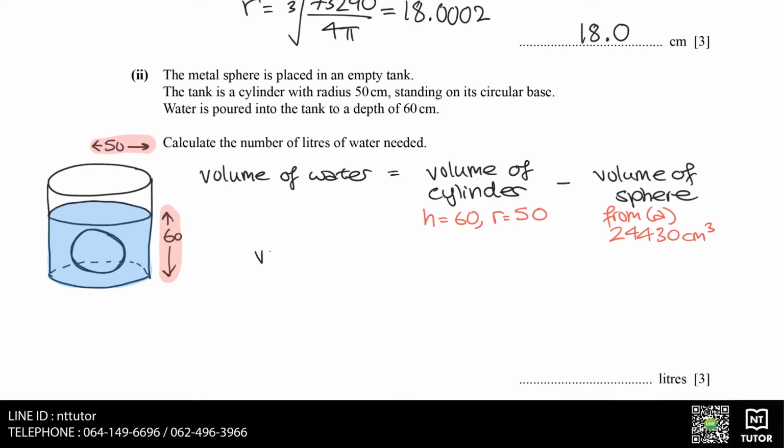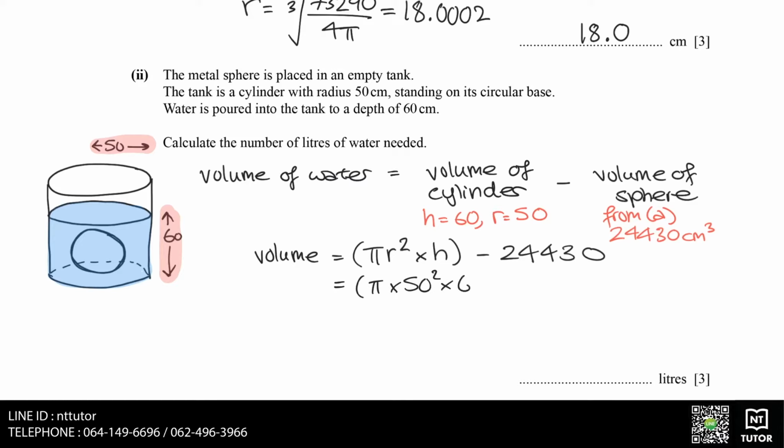So the volume of water needed would be equal to pi r squared multiplied by h, which is the volume of the cylinder, minus 24,430, which was the volume of the metal sphere from part 1. We already have the value of h and r, so all we need to do is just substitute that in.